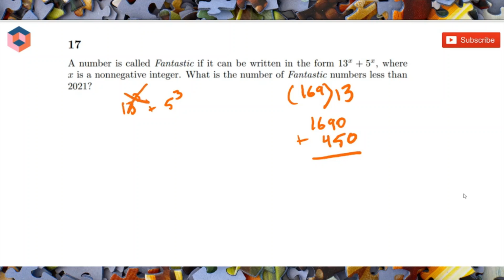Now we could have x equals 0, x equals 1. And x equals 2 gives us such a small answer, because 13 squared plus 5 squared would give us something along the lines of 169 plus 25, which is obviously much smaller than 2021. So x can equal 0, 1, or 2. That just gives us our answer of 3. Now we can move on to the giveaway.